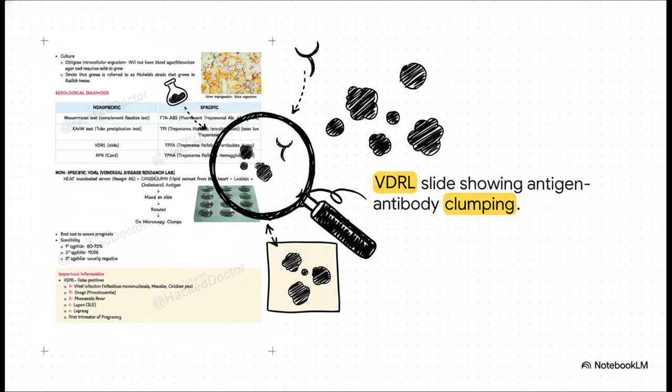Here's how it works. We take a heat-inactivated sample of the patient's serum and mix it with a highly specific antigen cocktail. And get this? It's made from an alcoholic extract of beef heart. Yes, literally beef heart, combined with lecithin and cholesterol. If the patient has reagent antibodies, they'll bind to this lipid antigen and create visible clumps, a process called flocculation. We then just look closely under a microscope to confirm the clumping.